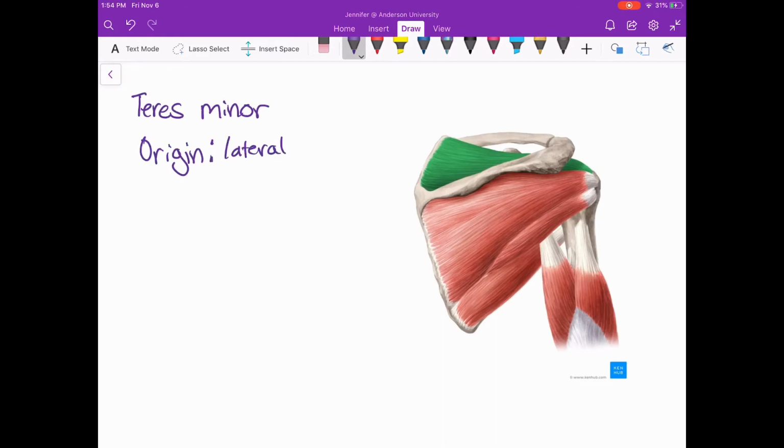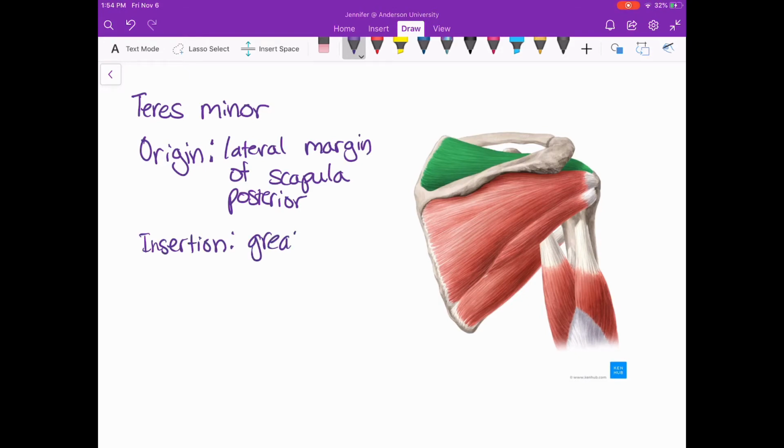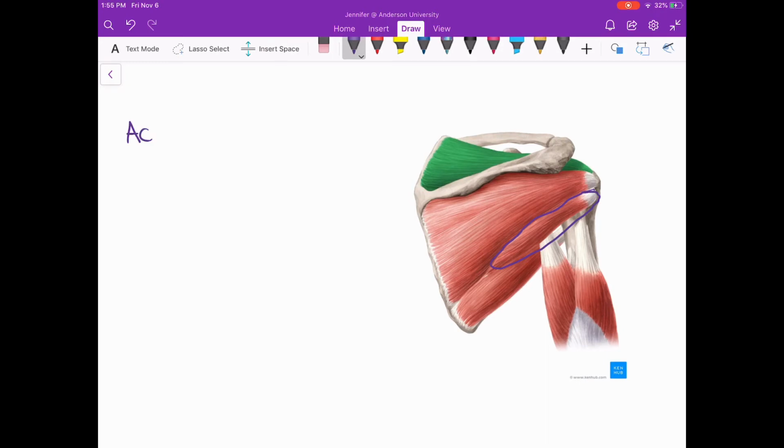Next, we have the teres minor, which is a rotator cuff muscle. It's a small muscle inferior to the infraspinatus that we just went over. The origin is the lateral margin of the scapula posterior, and the insertion is the greater tubercle of the humerus. The function is the same as the infraspinatus, the muscle right above it. So this muscle also aids in lateral rotation of the humerus and stabilizing the shoulder.